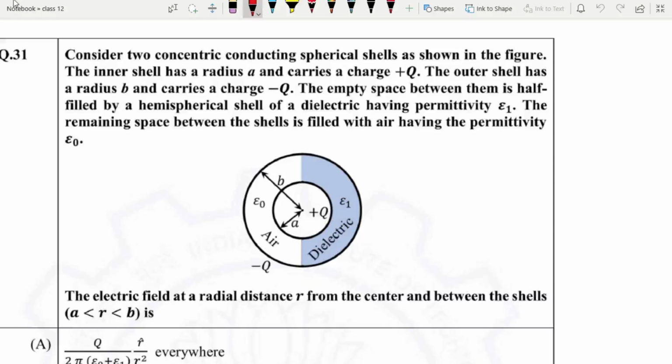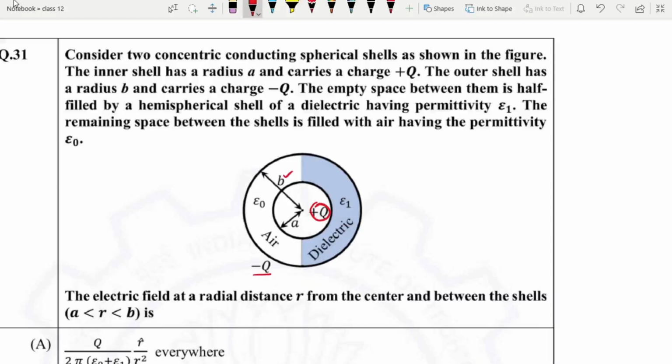The electric field at a radial distance r from the center and between the shells is. So in this question they have given a shell with a charge plus Q. The shell is at a radius of A. Okay, then they have another shell outside that and that gets a charge of minus Q. Now this shell has a radius of B.